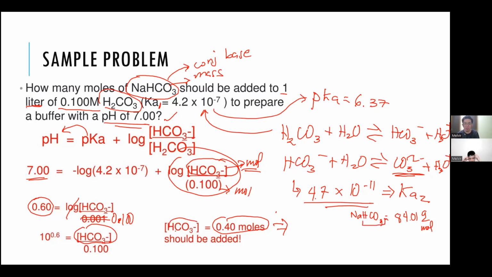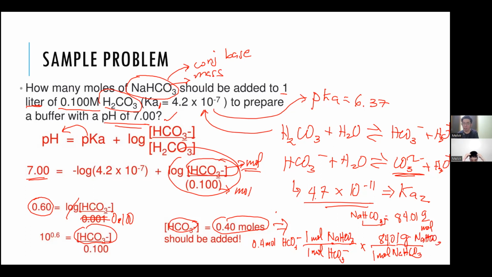Based on the formula, there is 1 mole of bicarbonate per mole of sodium bicarbonate. I just want to show the stoichiometry. You have 0.4 moles of bicarbonate. Please remember there is 1 mole of bicarbonate in 1 mole of sodium bicarbonate, so don't just multiply right away. Analyze the formula, because maybe your conjugate base is two in the formula, in which case you would divide by 2. In 1 mole of sodium bicarbonate, you have 84.01 grams. So you can see that from moles of your conjugate base, it became grams of the salt of your conjugate base. So what is the answer?